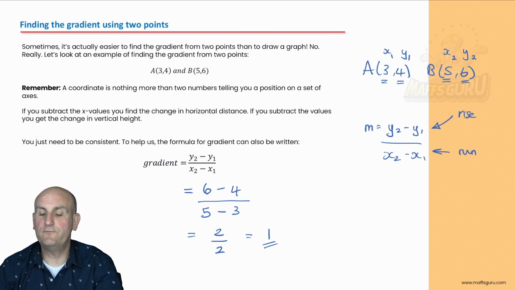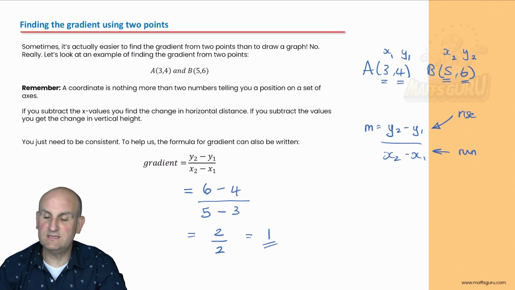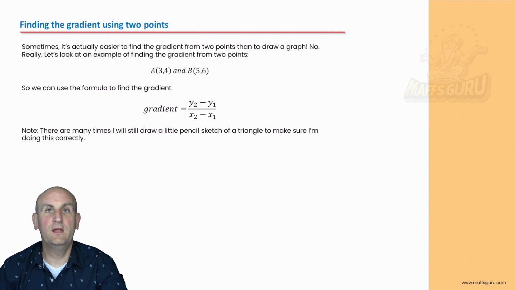Now again, if you're looking for a shortcut, just basically do the second y value minus the first y value, divided by the second x value minus the first x value, all right? And that realistically is the best way of doing it.